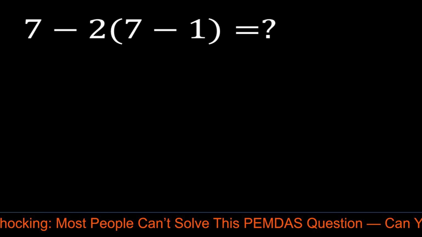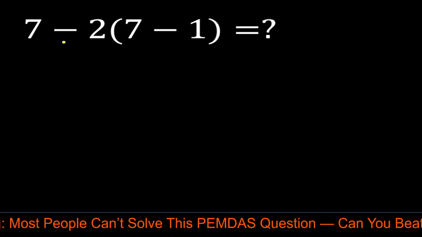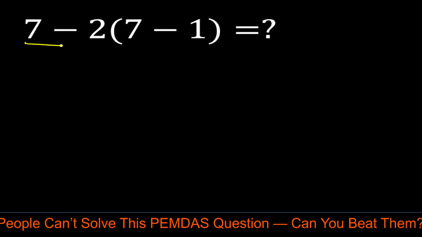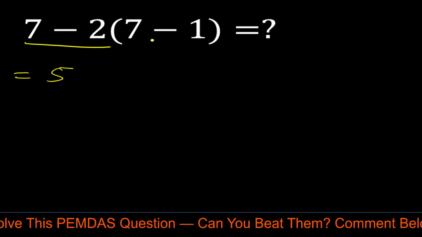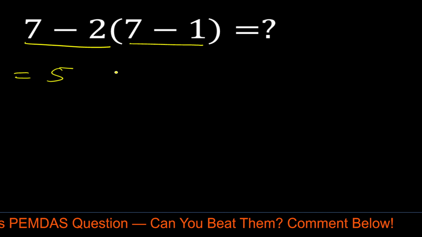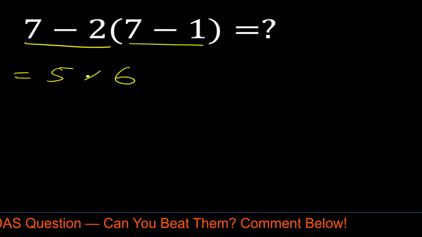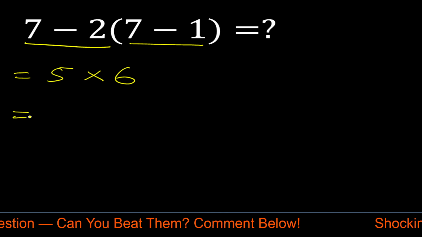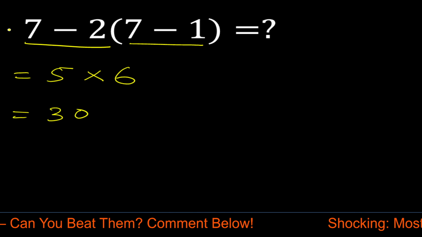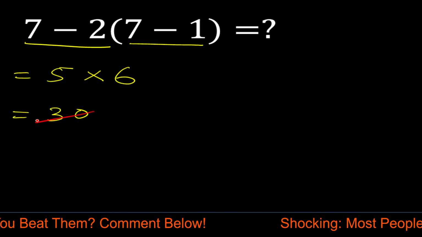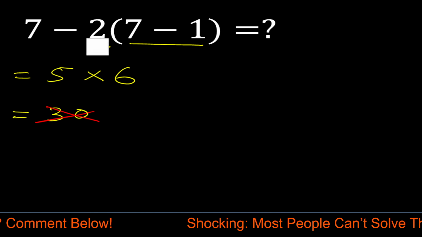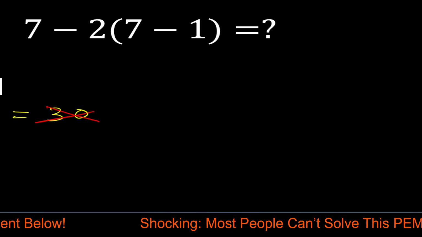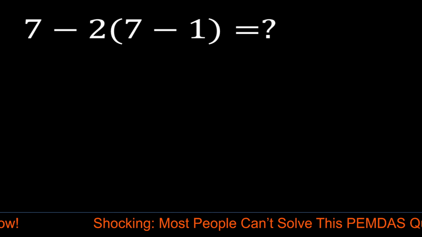So most people solve this question like 7 minus 2 is equal to 5, right? Then 7 minus 1 is equal to 6. Now 5 times 6 is equal to 30, right? But this answer is not correct. This answer is completely wrong. So now let's solve this problem correctly by using a PEMDAS rule, right?